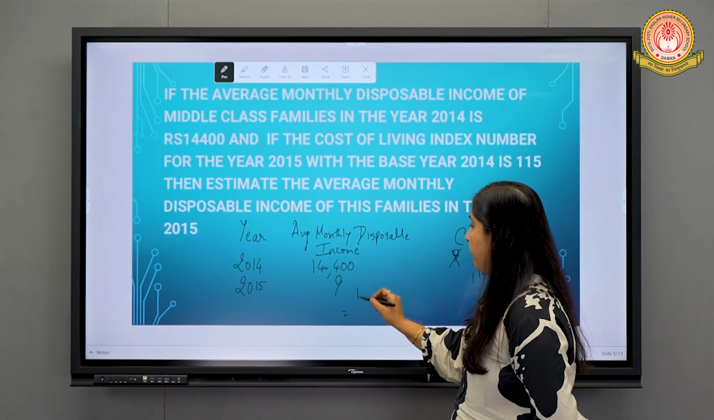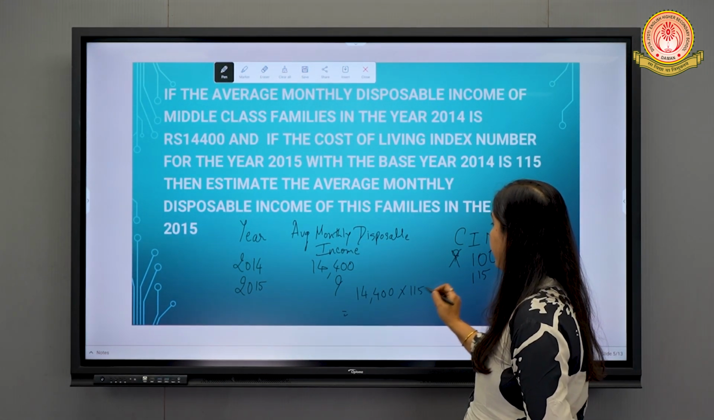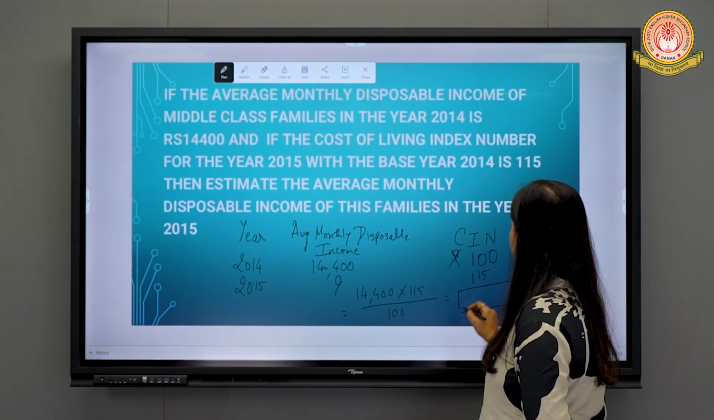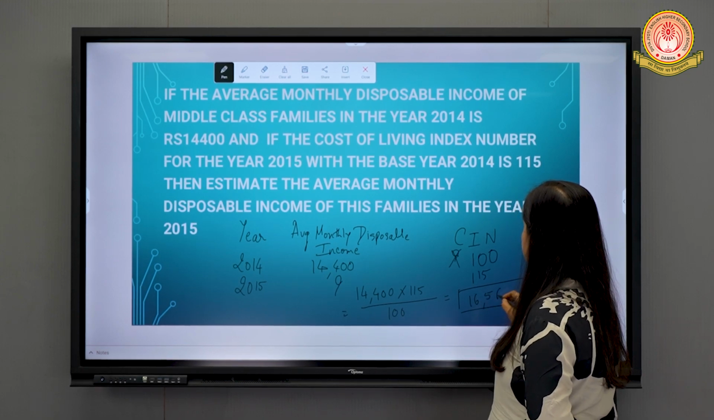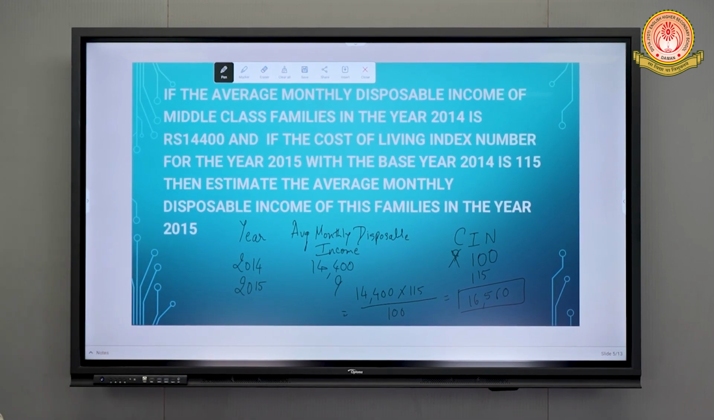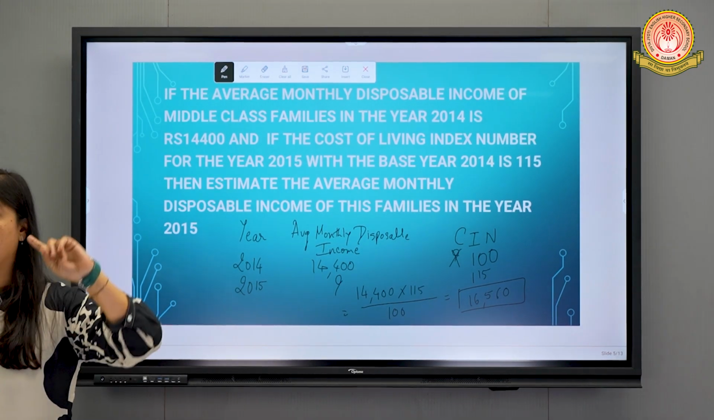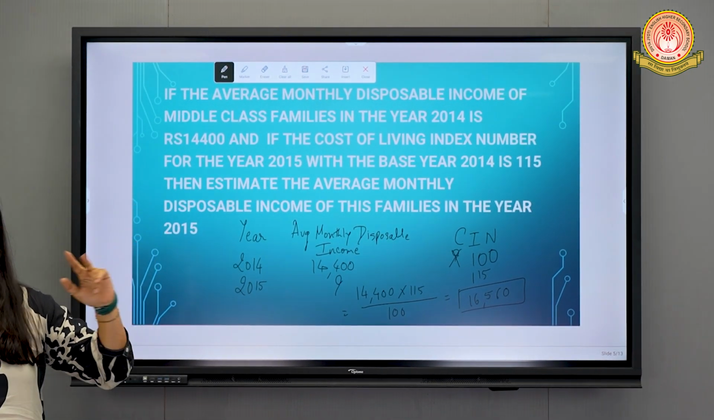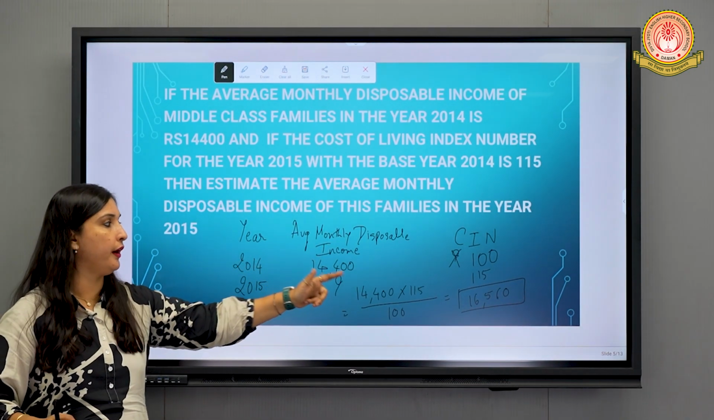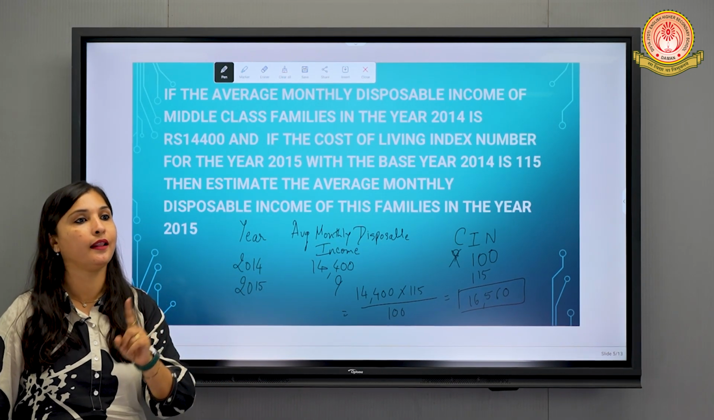What will we do? 14,400 will be multiplied by 115 and divided by 100, and we will get 16,560. It means the index number has increased from 100 to 115. So the middle class person we are calculating for, his salary should also increase from 14,400 to 16,560 to sustain his life.